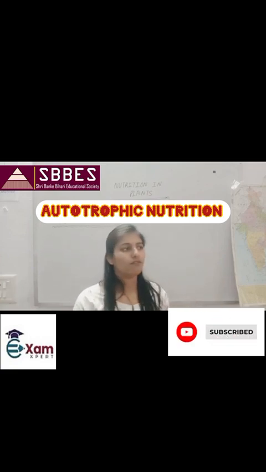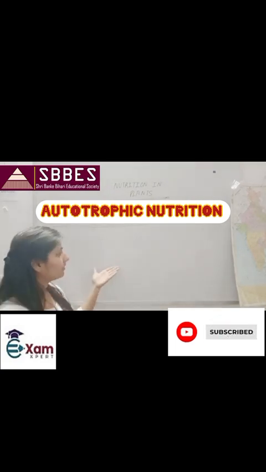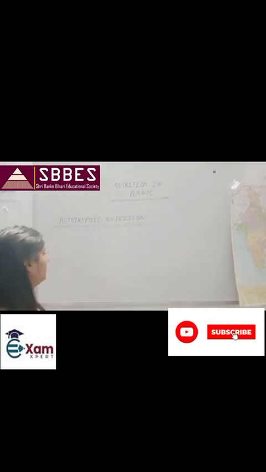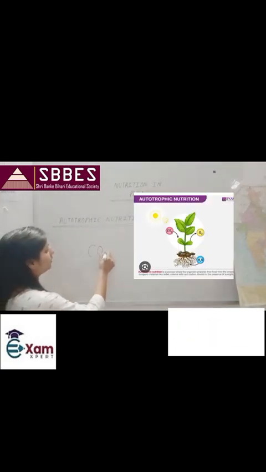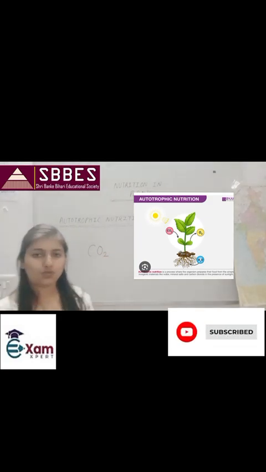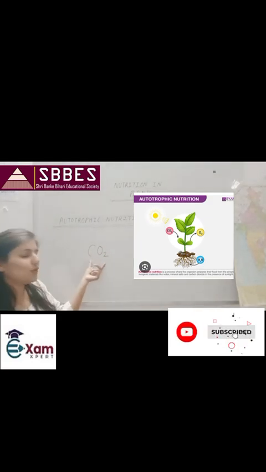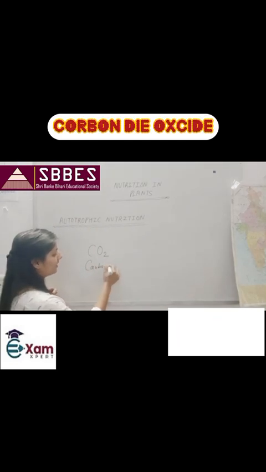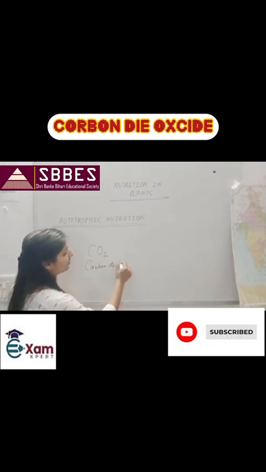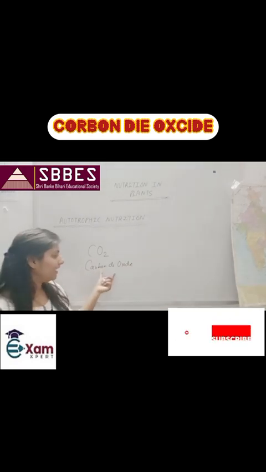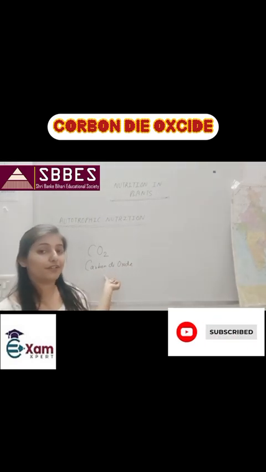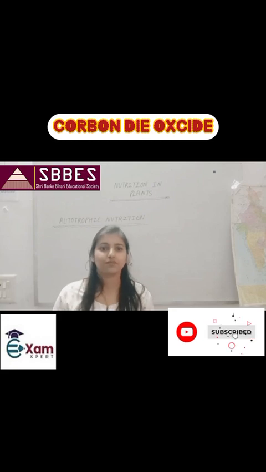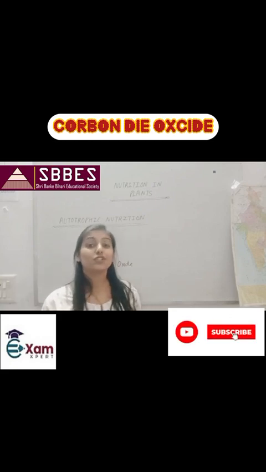So first we will learn that green plants take CO2 from the atmosphere. What is this CO2? It is known as carbon dioxide. Green plants take this carbon dioxide from the atmosphere through stomata.